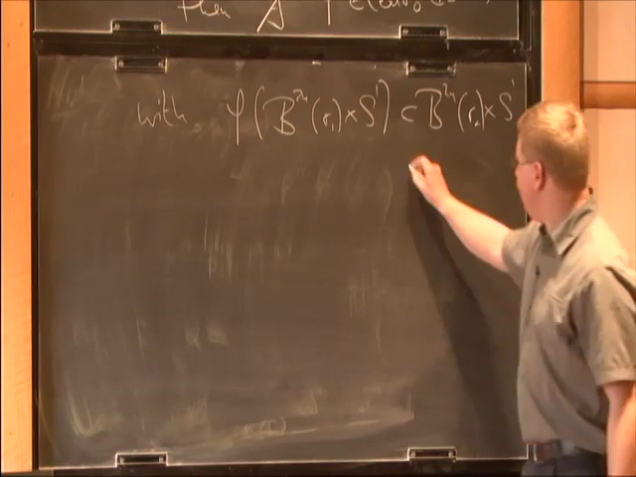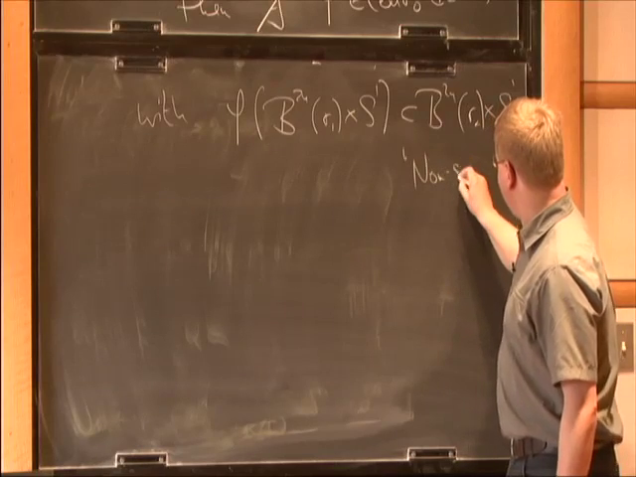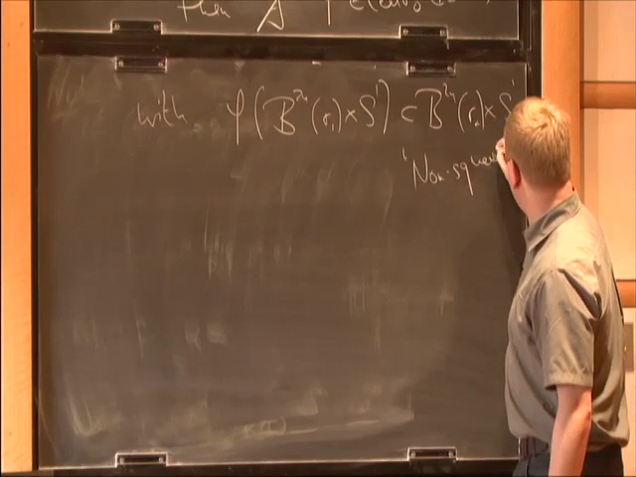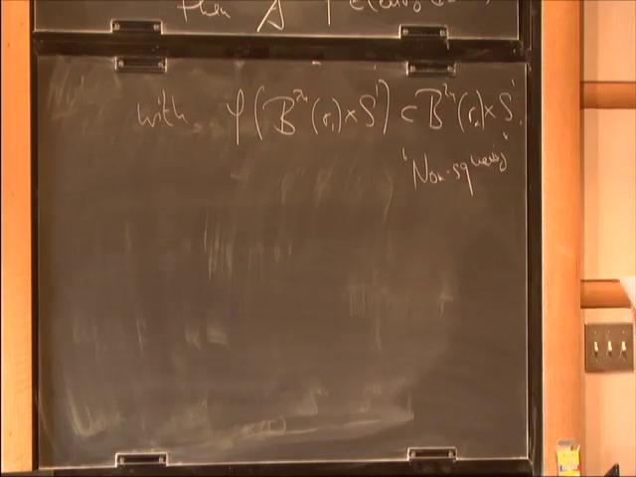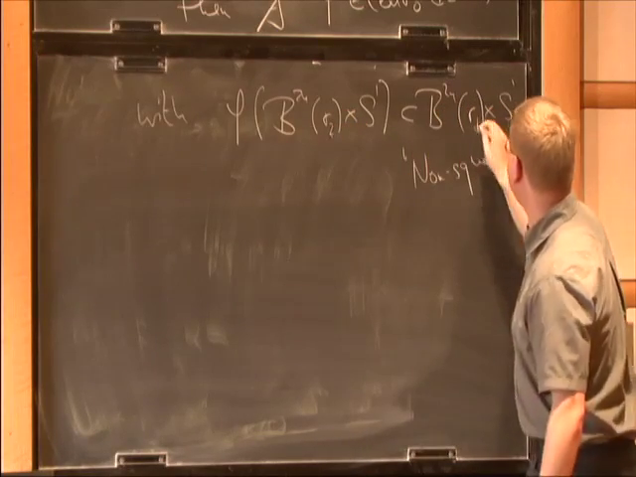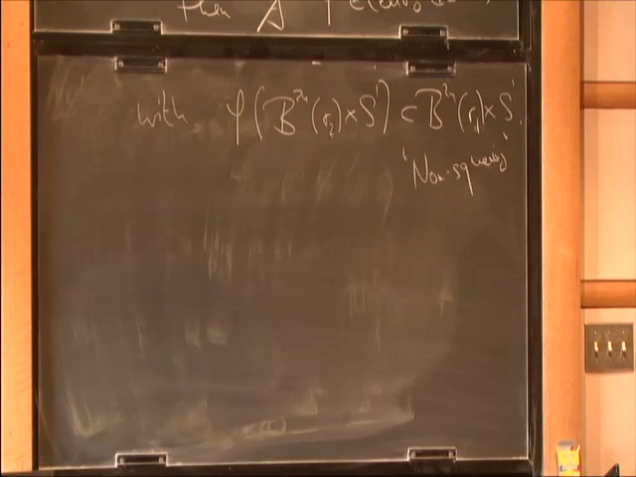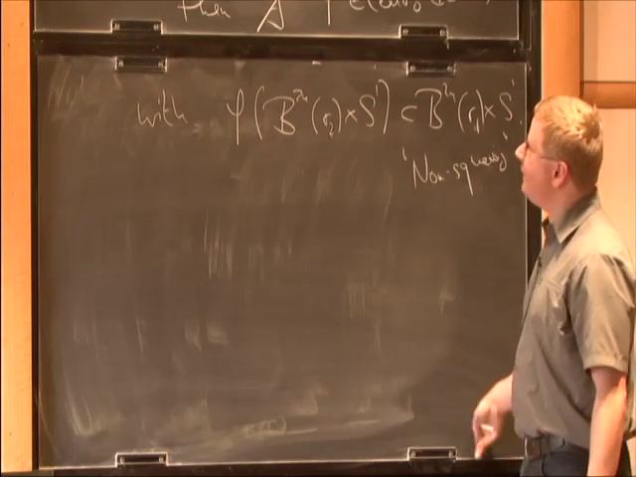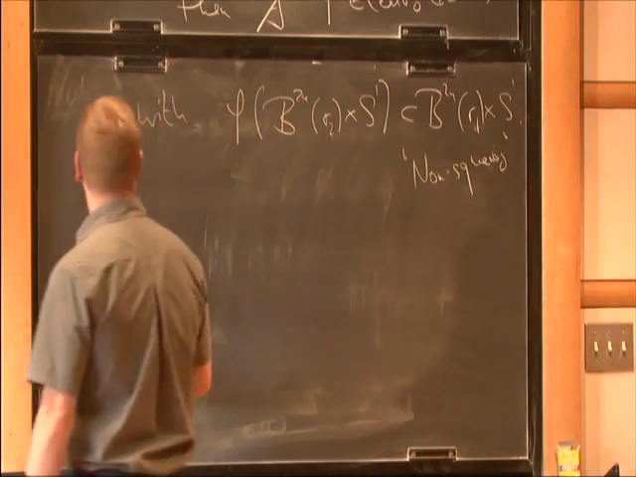Okay, so this is non-squeezing. You can't get the large ball cross S1 into a small ball cross S1, if they're separated by an integer. Okay, that's the first part of the theorem.